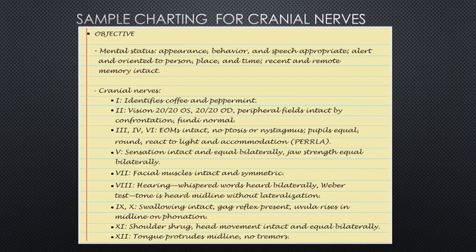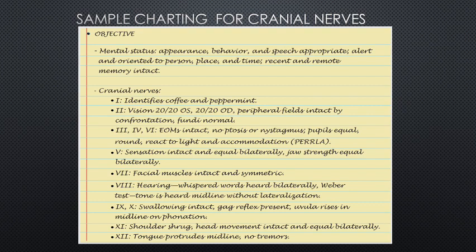As far as the sample charting for the cranial nerves, we see here that we start with your mental status exam. So you're going to talk about appearance, behavior, speech, whether your patient's cognition and thought processes are intact. And then you'll go through the cranial nerves 1 through 12, and you will chart these specifically. So for 1, for instance, identifies coffee and peppermint. 2, their vision is 20/20 on the left and the right. Peripheral fields are intact by confrontation, and the fundi exam is normal.